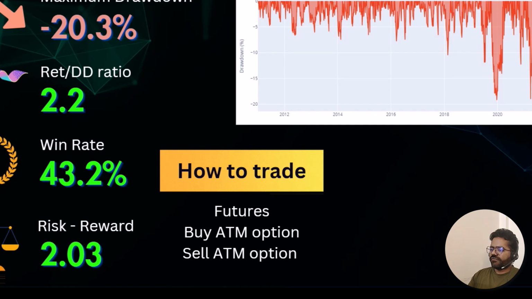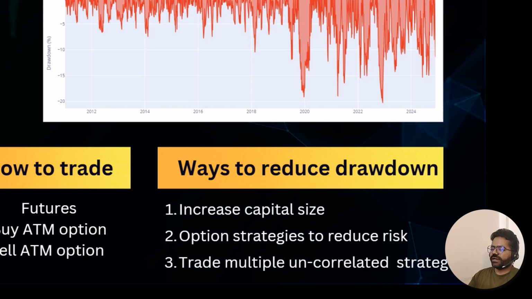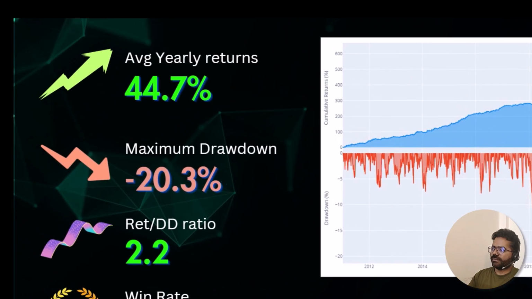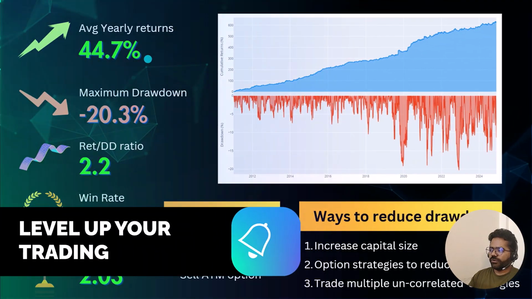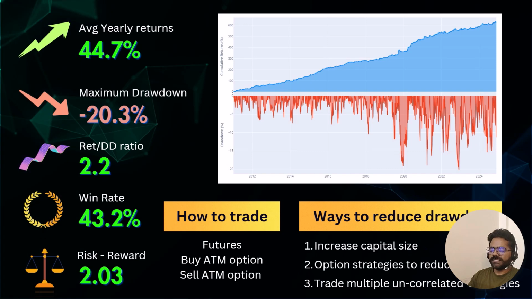So if you are not comfortable with this drawdown, there are 3 ways you can reduce the drawdown. Instead of considering 2 lakhs for one lot, if you consider 4 lakhs for one lot, your drawdown will reduce from 20% to 10%, but your yearly returns also will drop from 44% to 22%. You should be okay with that, but your ratio remains the same. Also, you can construct option strategies to reduce the risk. And if you are trading multiple strategies, then you will not feel the heat of this 20%, because when this is in loss, another strategy is making profit, so you will not see the effect of this.